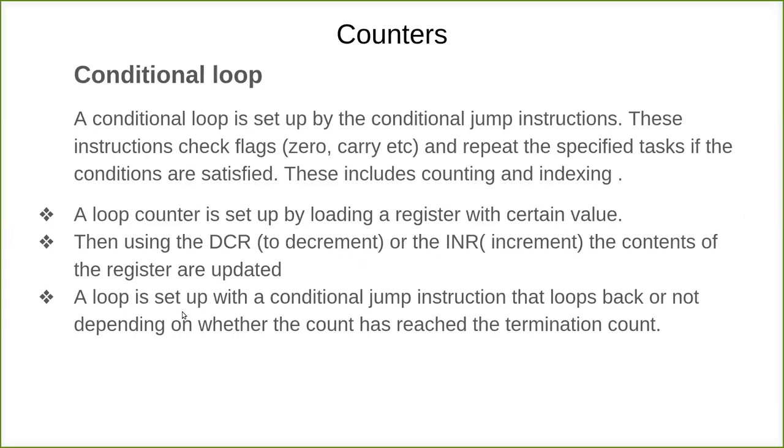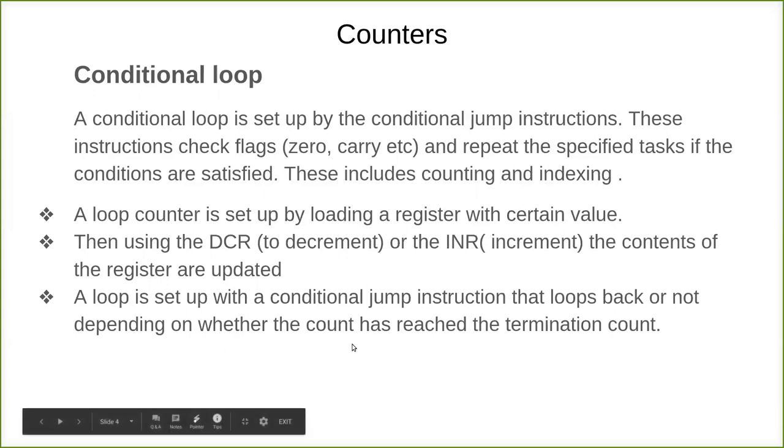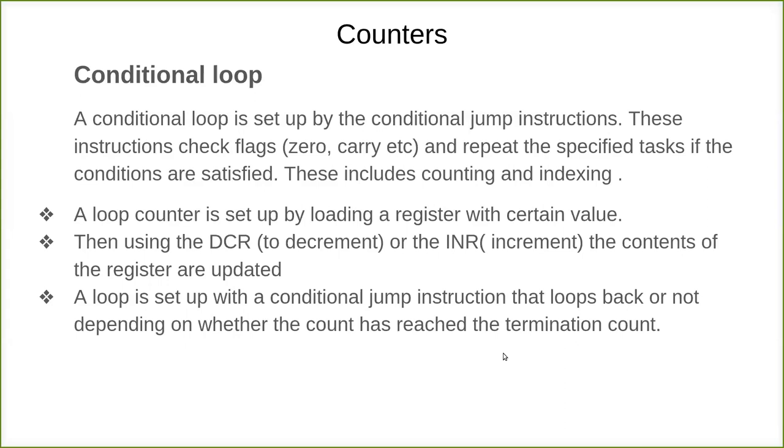Then how can the condition be met? Because DCR and INR affect the flag bits, you can check the flag bits, and based on that, conditional jump instructions are available. Those can be used in order to jump to a particular location. So your loop is set up with a conditional jump instruction that loops back or not, depending on whether the count has reached the termination count.